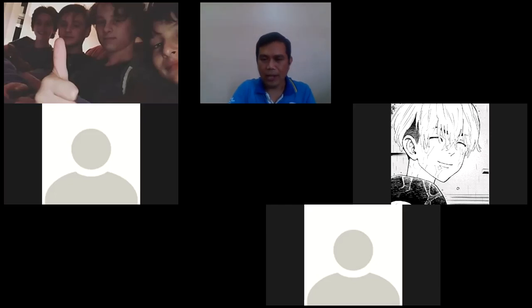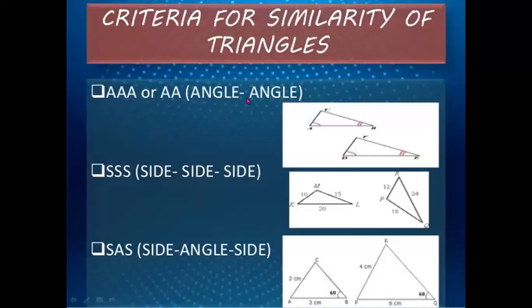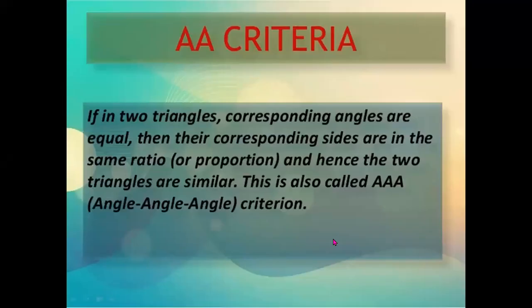So again, the three tests for identifying whether triangles are similar or not are the angle to angle to angle test, the side side side test, and the side angle side test. So what are these tests? We will study that one by one. Okay, the AA or angle to angle criteria.